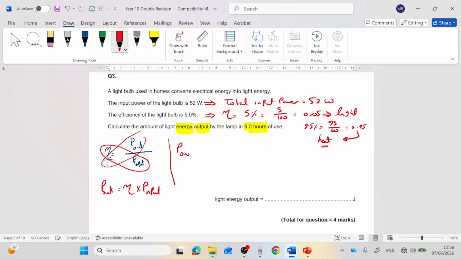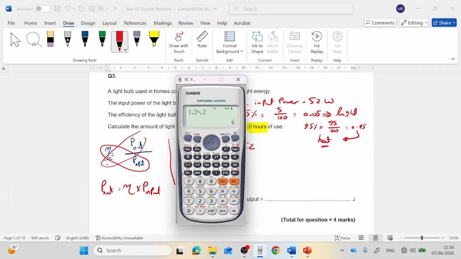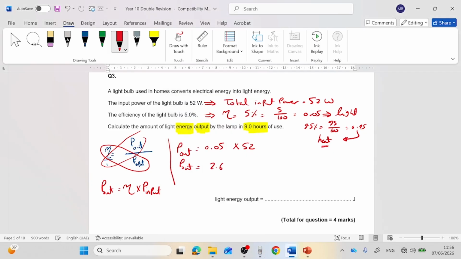In this case, the output power is equal to 5%, which is 0.05, or 5 over 100, they are the same, times the input power, which was 52. So the output power is equal to 0.05 times 52. So only 2.6 watt of the total power is converted into light. And the remaining part, which is 52 minus 2.6, is converted into heat. But we are not interested in power. We are interested in energy.